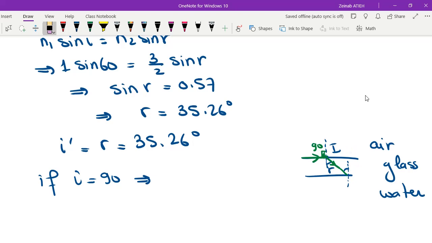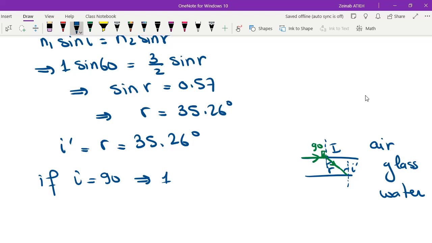Okay, so let me write it here. So this is I prime, as you see, and this is R. Let's apply Snell's law to find I prime. First, I prime surely equals R. So it's enough to find R in order to find I prime. I will apply the law directly. We are going from air to glass. So 1 sin 90 equals 1.5 sin R.